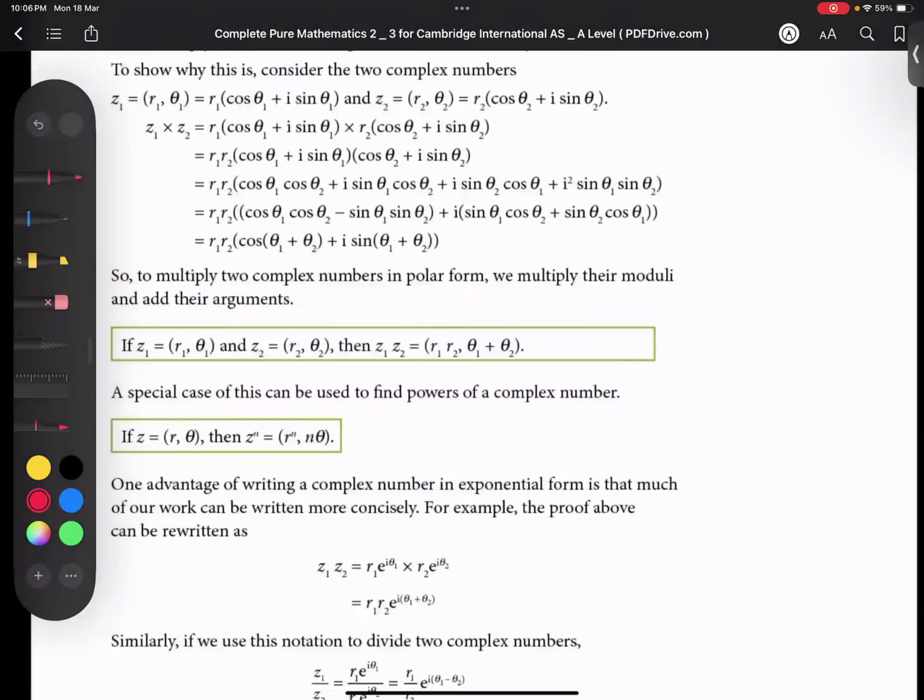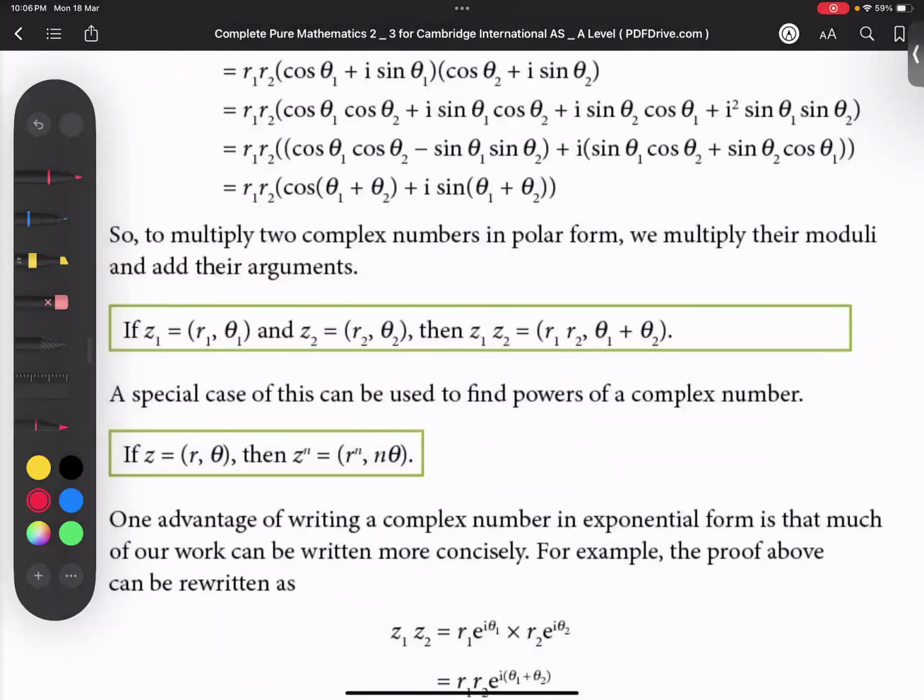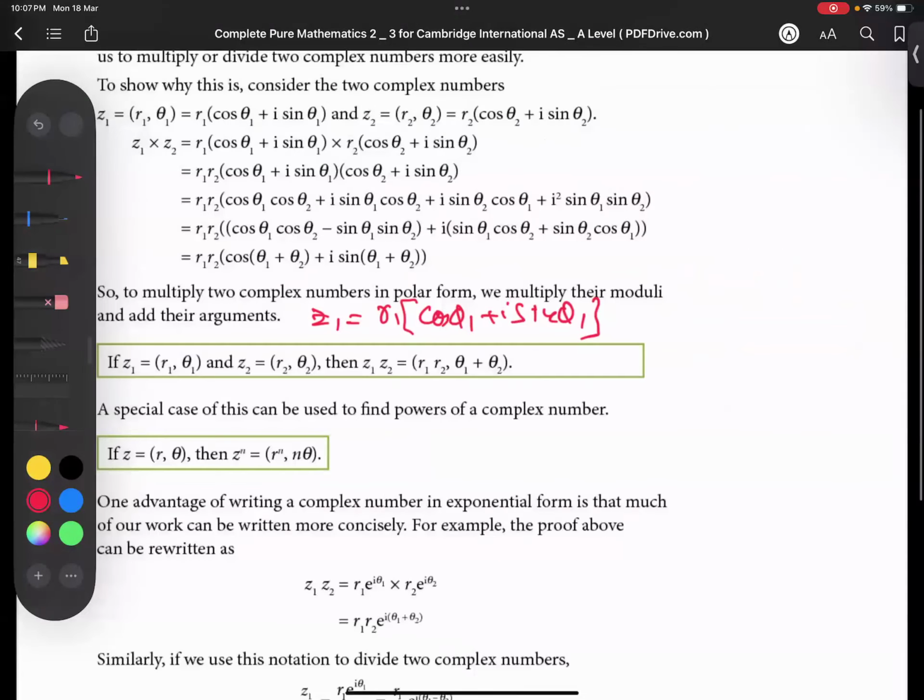Two polar forms. For example, this is one polar form, and we have a second polar form. If I want to multiply those complex numbers, the first is R1 (cos theta 1 + i sin theta 1). This is the first polar form. The second polar form, for the second complex number, is R2 (cos theta 2 + i sin theta 2).